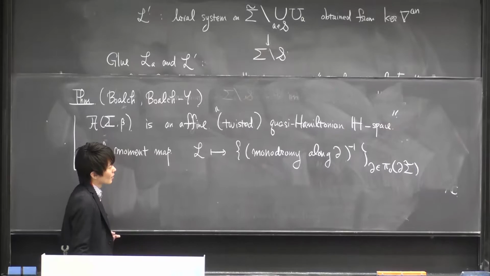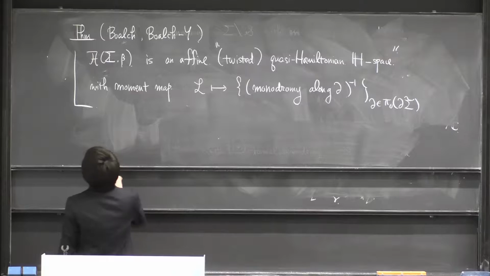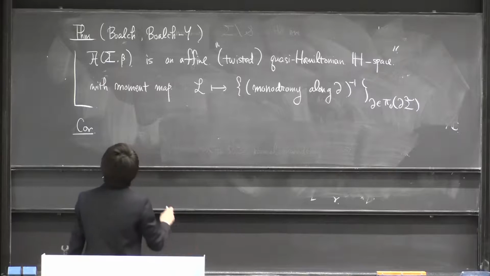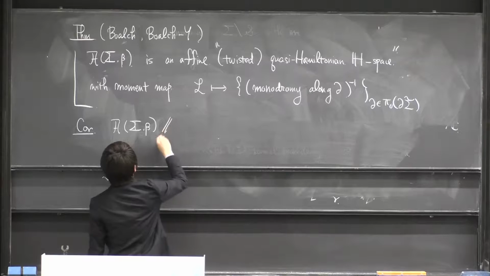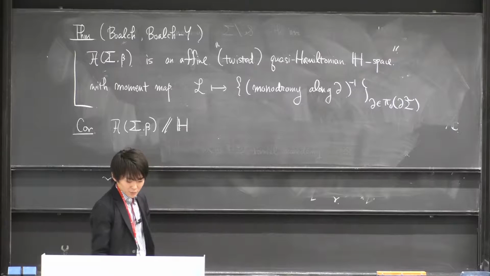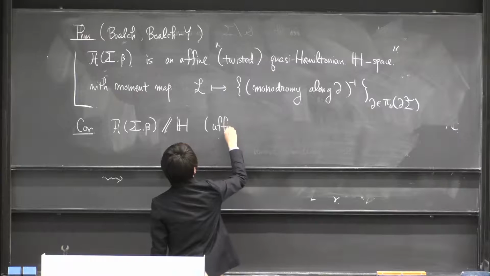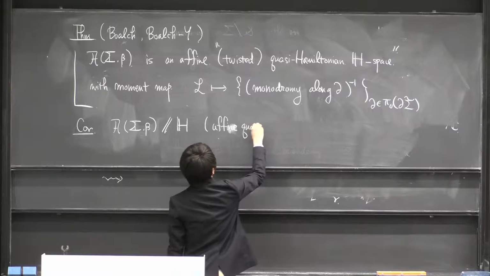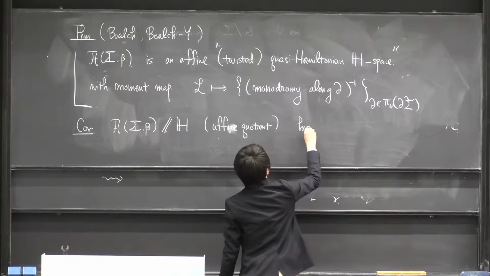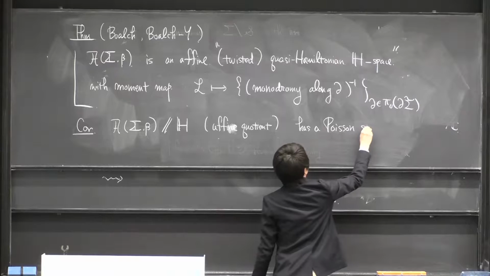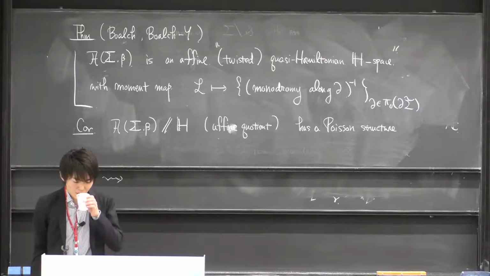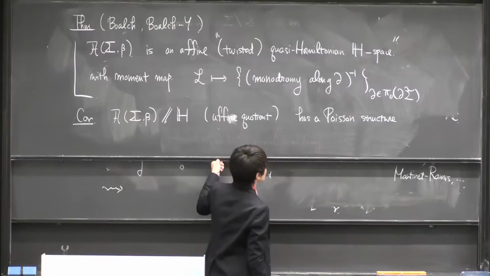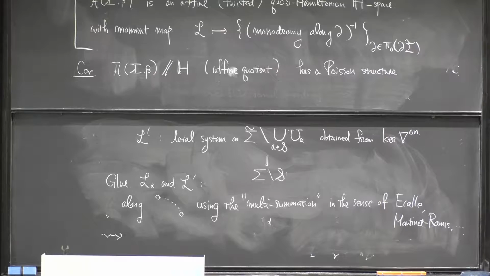So using this result, we can get a corollary. The statement is: the quotient of A by the group H, more precisely this is the affine quotient, has a Poisson structure. This is the main result. And let me explain what a twisted Hamiltonian space is.